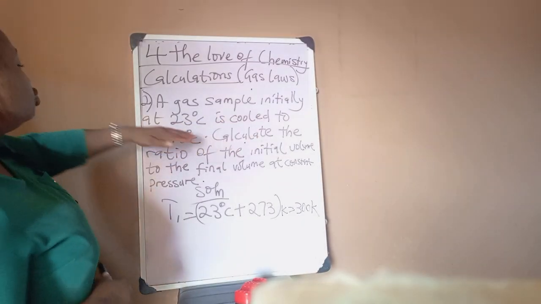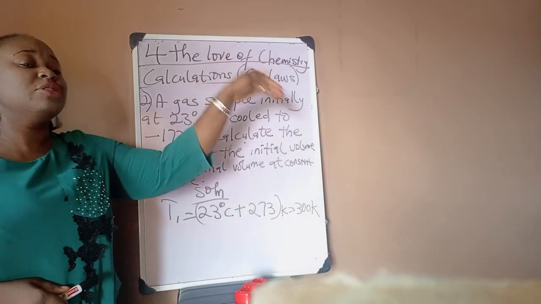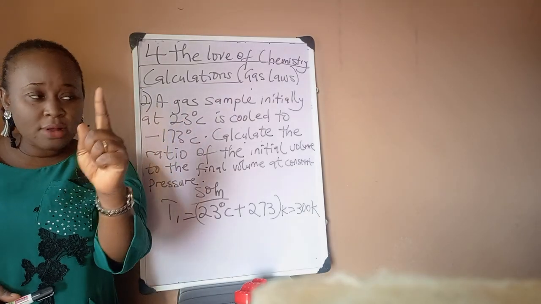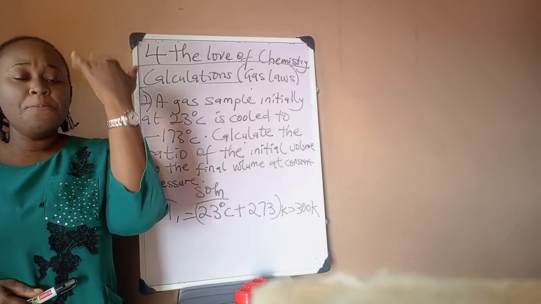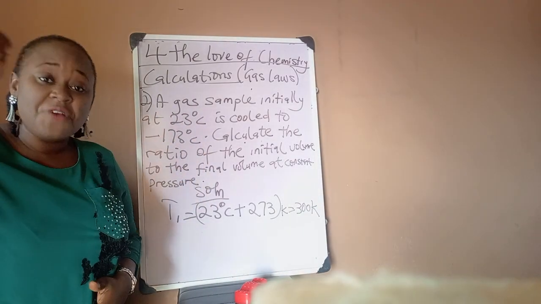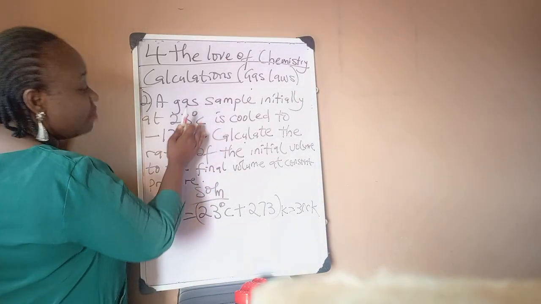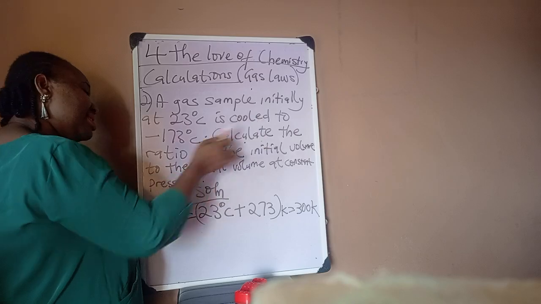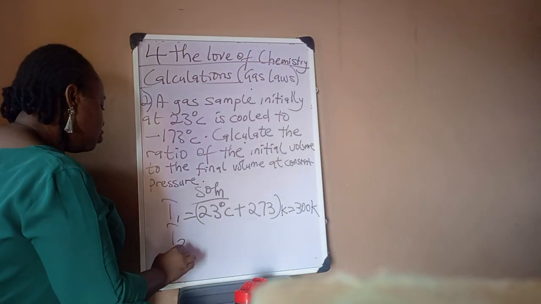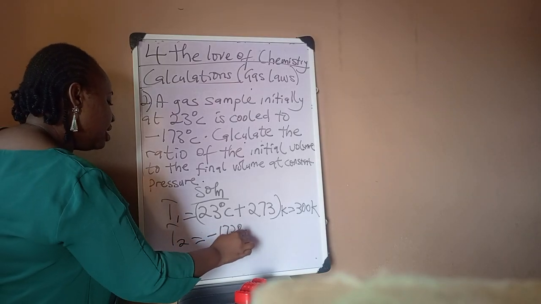And it's cooled to this temperature. So this was the initial. Once you hear initial, whether it is T1 or V1 or P1, initial is talking about the first one. Okay, so here we have looked at initial. So the next temperature you are seeing is T2. So T2 equals minus 173 degrees Celsius.